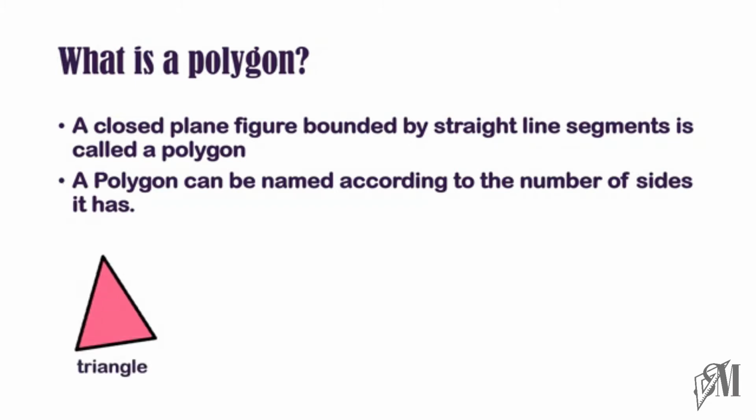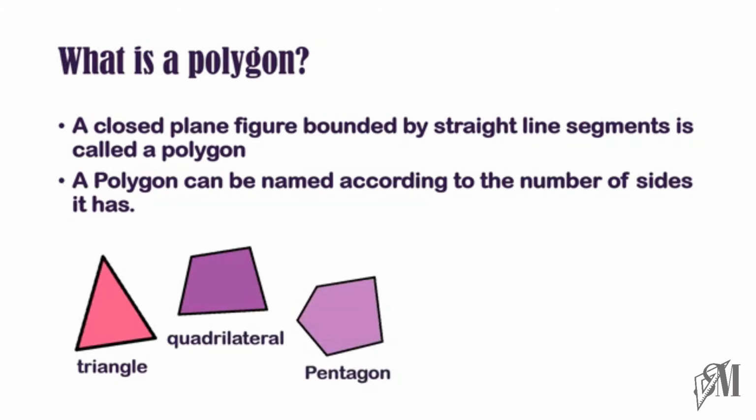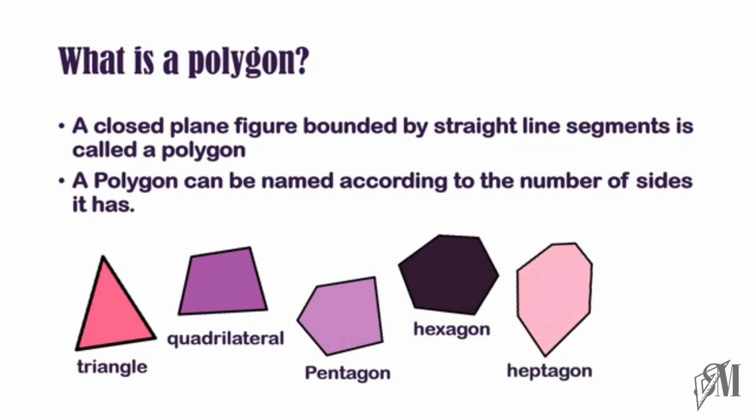If a polygon has 3 sides, you call it a triangle. If it has 4 sides, it becomes a quadrilateral. If it has 5 sides, we call it a pentagon. And if the polygon has 6 sides, we call it a hexagon. Whereas a polygon with 7 sides is called a heptagon, and that of 8 sides is called an octagon. So these are the basic polygons that you have already learnt.